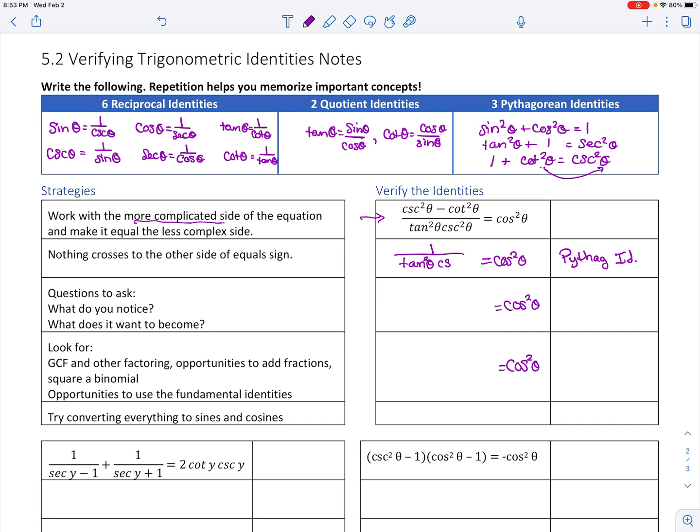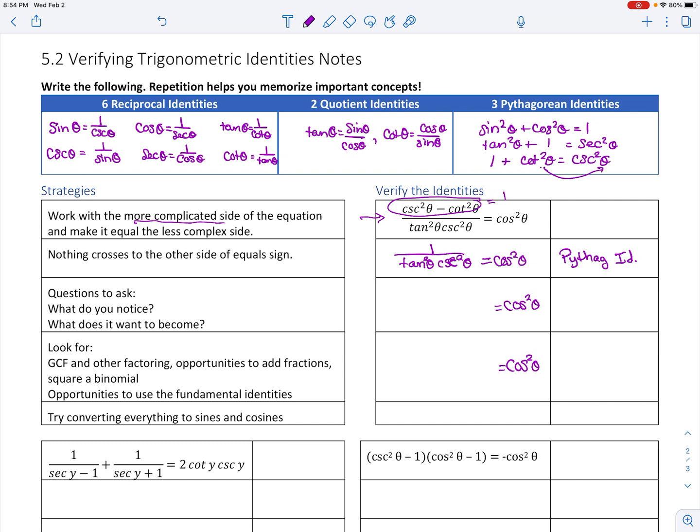So tangent squared of theta times the cosecant squared of theta, 1 over them is equal to the cosine squared theta. So we've done one thing this time. We changed this to 1. Next, we ask ourselves, okay, what is this trying to become? It's trying to become a cosine squared theta. So I have 1 over tangent squared theta times cosecant squared theta in the denominator.